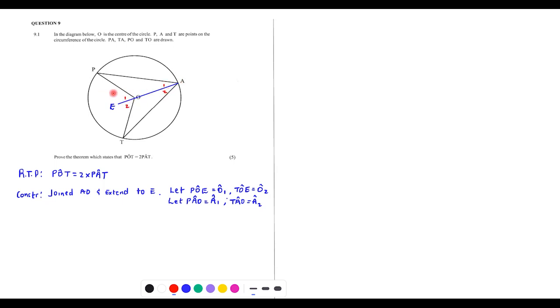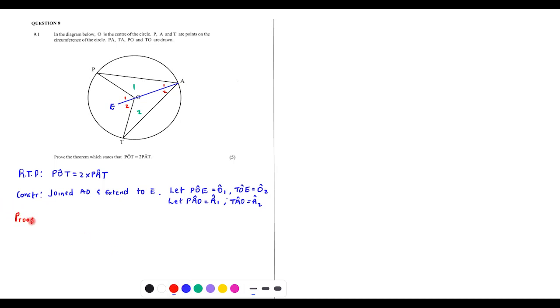When we joined AO and extended it to E, we created triangle 1 and triangle 2, and these two triangles are both isosceles. Why? Because in the first triangle, PO and OA are radii, and in triangle 2, TO and OA are radii. So now we're going to go straight into our proof.